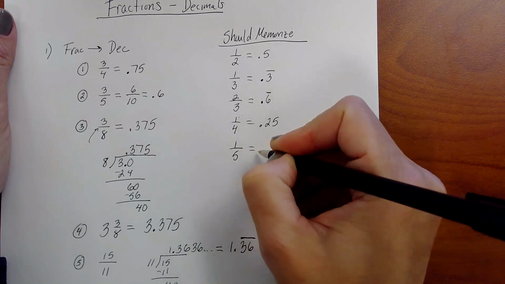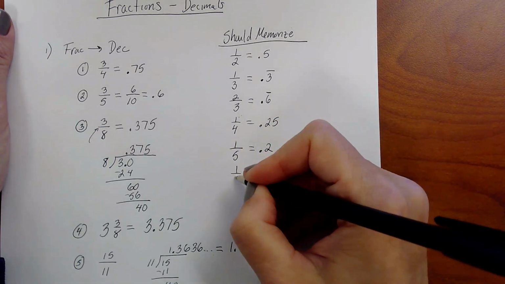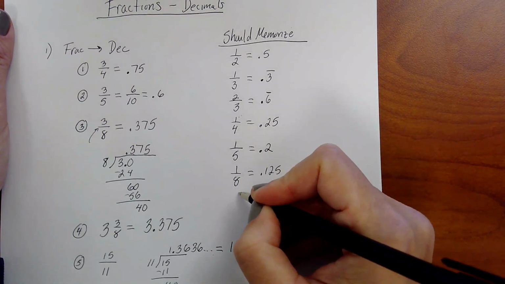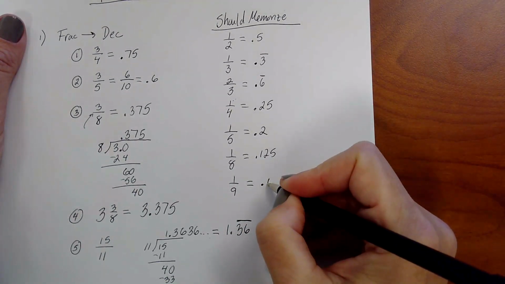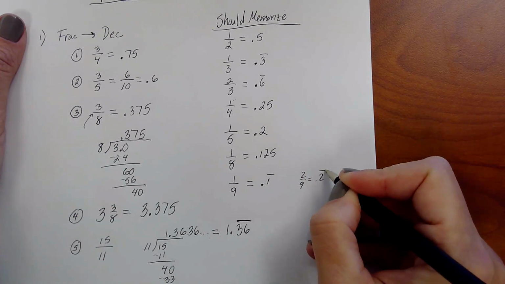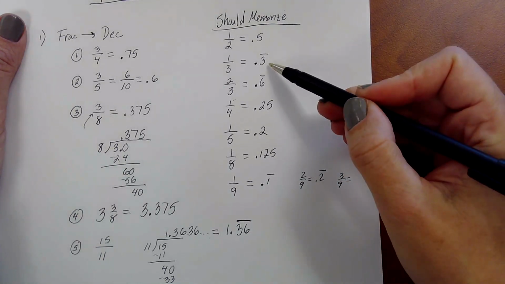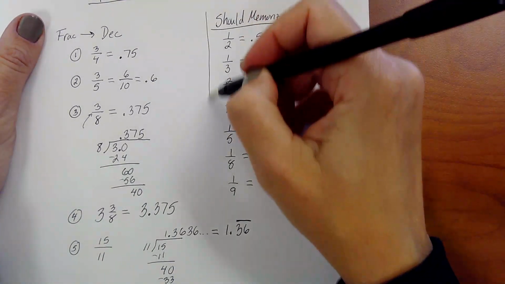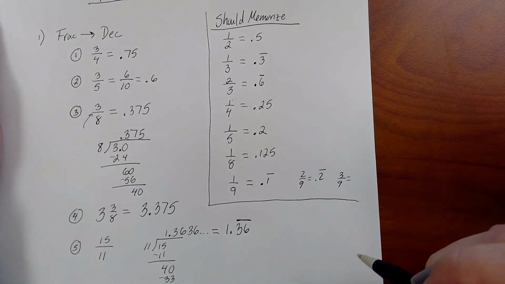You should know a fifth is 0.2. I like to know an eighth is 0.125. And the nines are fun. 1/9 is 0.1 repeating. 2/9 is 0.2 repeating. 3/9 is a third. And what did we say that was? 0.3 repeating. So the nines are cool. It's always that repeating. So if I were you, I would just have those memorized. Kind of makes things easier.